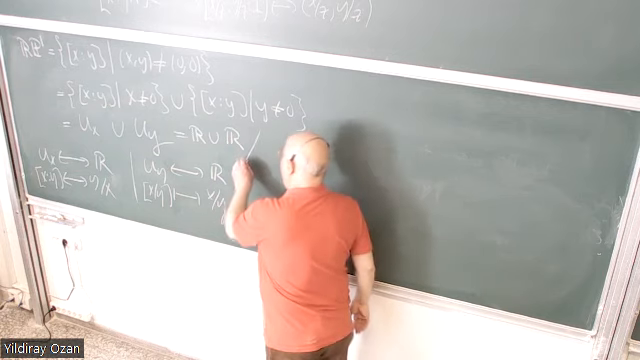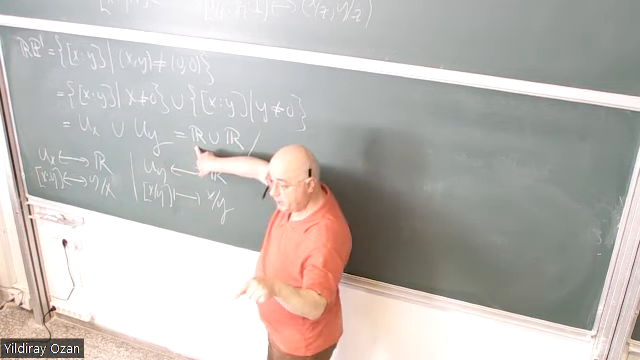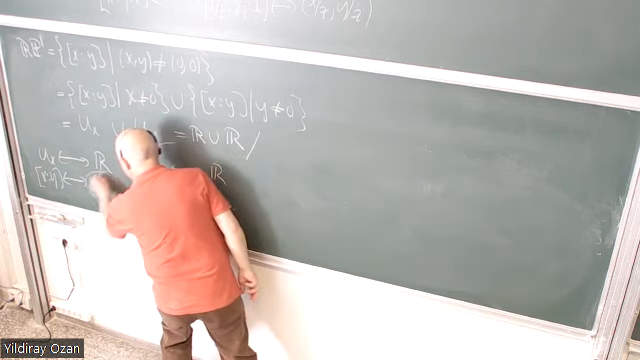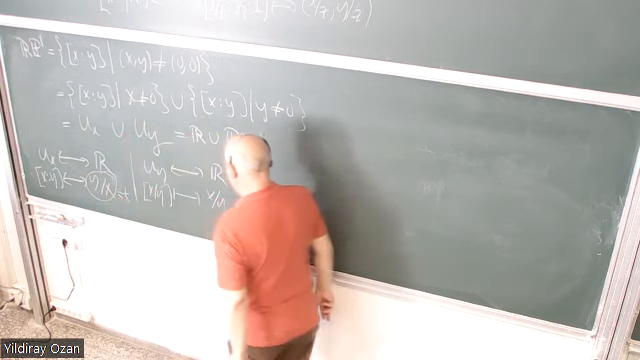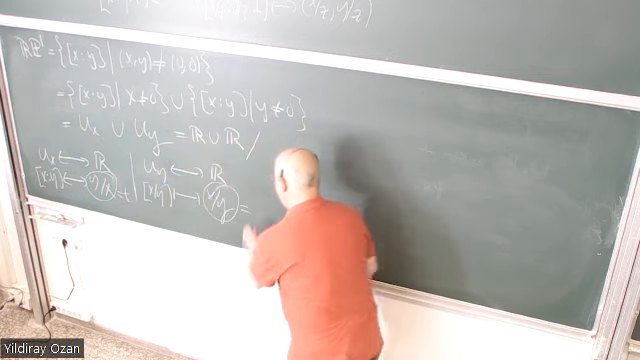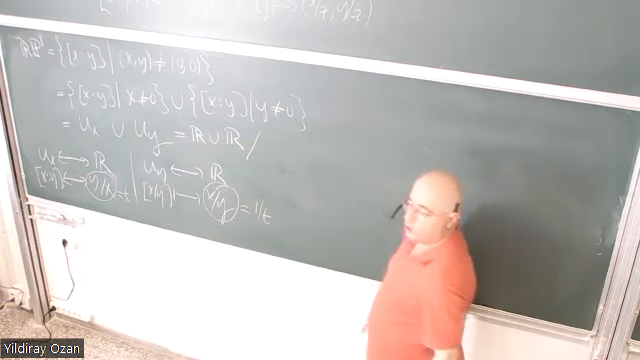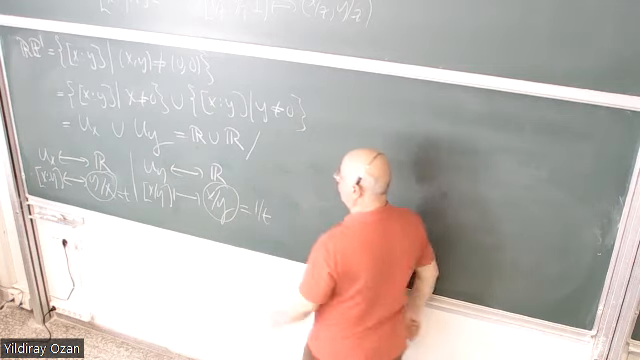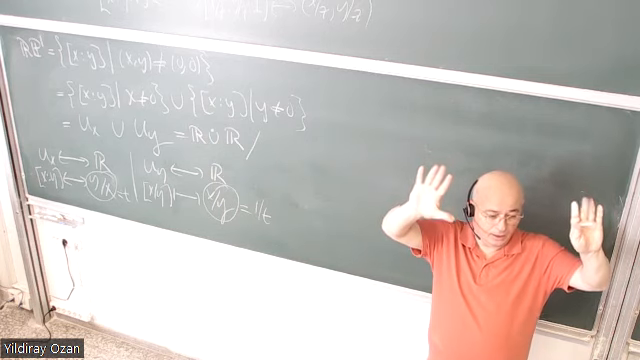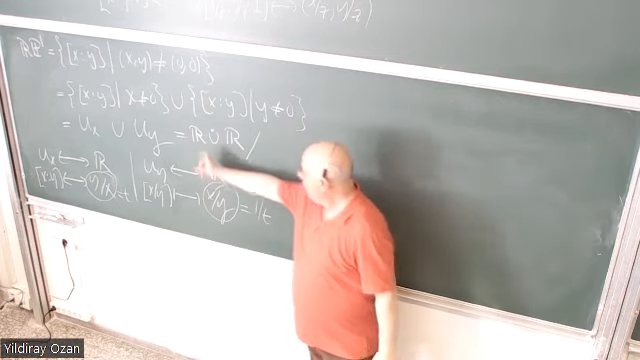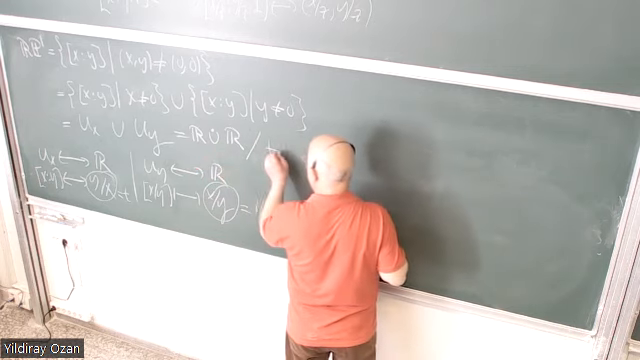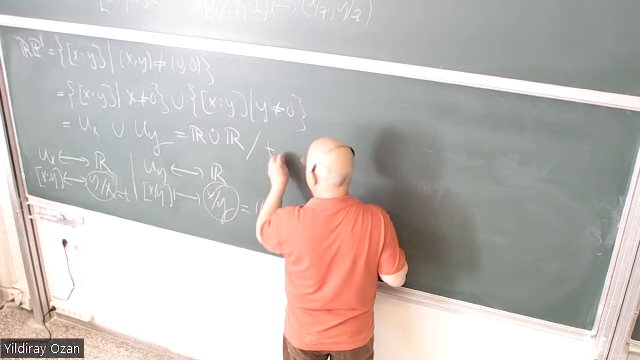And then I identify a point here, let's say this point, let's call it T, with this point. If this is T, this is 1 over T. So I can just do the following: take two disjoint copies of the real line and identify a point here, T, with 1 over T.